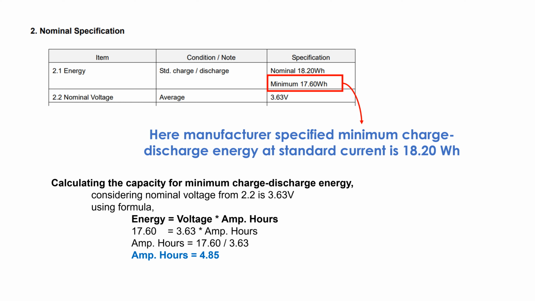Here the manufacturer specified minimum charge discharge energy at standard minimum current is 17.60 Wh. Calculating the capacity for minimum charge discharge energy. Considering nominal voltage is 3.63 volts. Using the formula, energy equals voltage times amp hours. 17.60 equals 3.63 times amp hours. Amp hours equals 4.85.